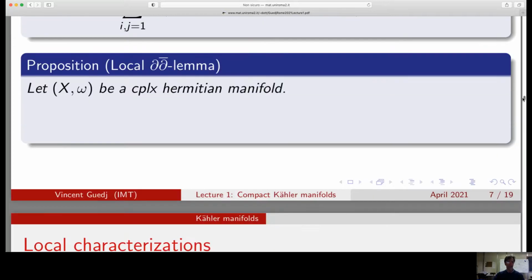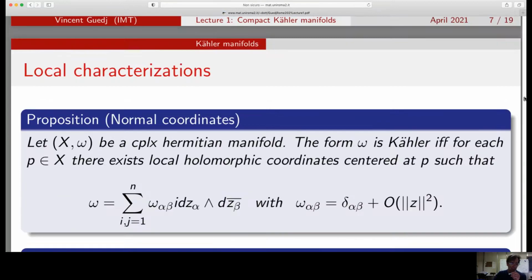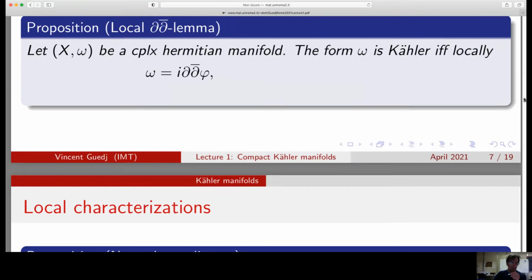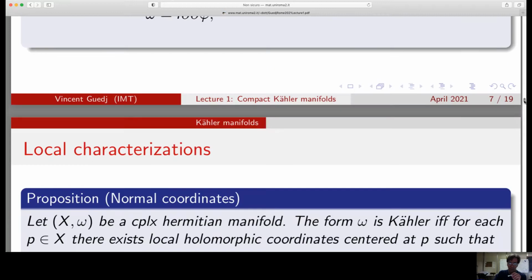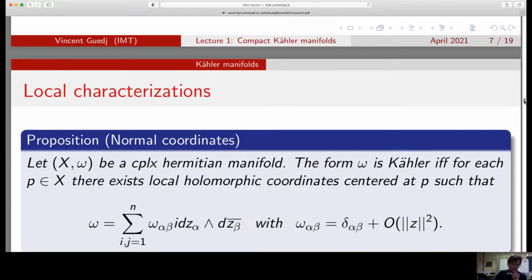The local DD-bar lemma, what is it? It says that any closed 1-1 form can be written locally as i DD-bar of some function. And this is a general fact, locally, on any complex manifold: any closed 1-1 form can be written locally as i DD-bar phi.